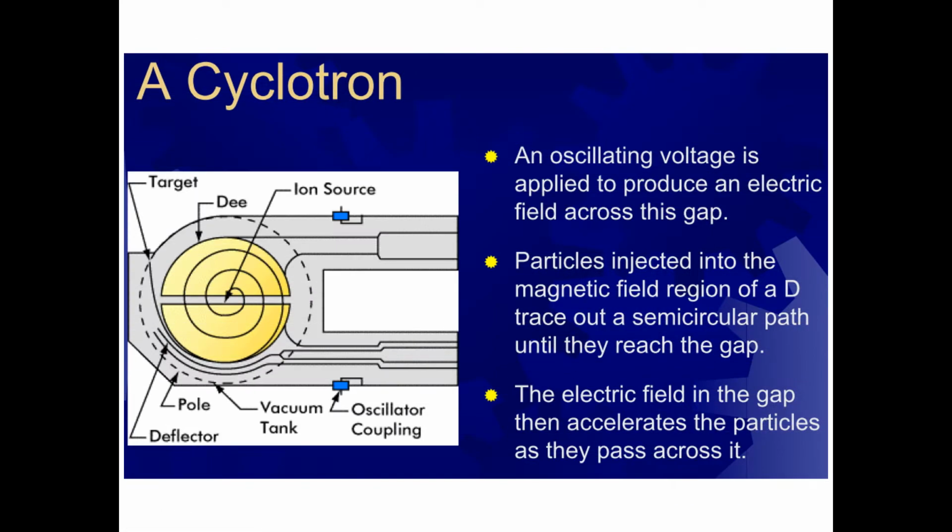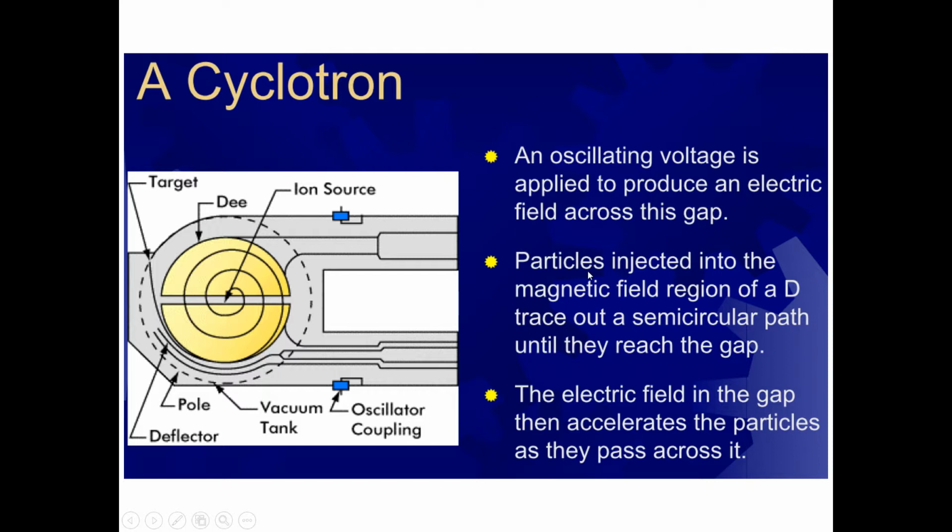In a cyclotron, we have an oscillating voltage that is applied to produce an electric field across this gap. There is a gap between the two D's, so we apply an accelerating voltage, and this voltage produces an electric field across the gap.